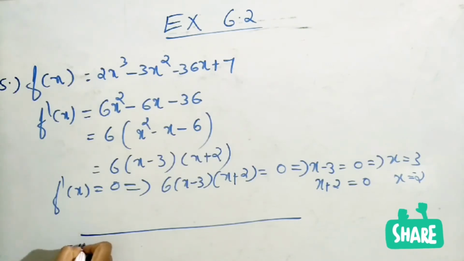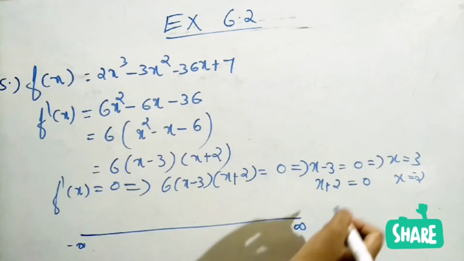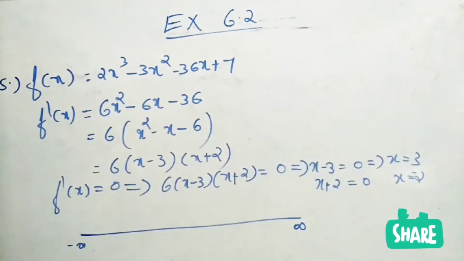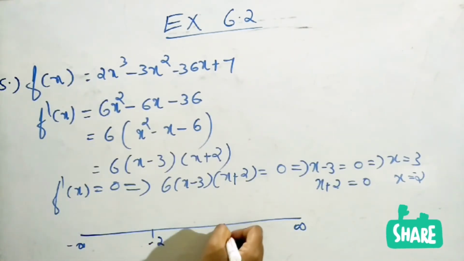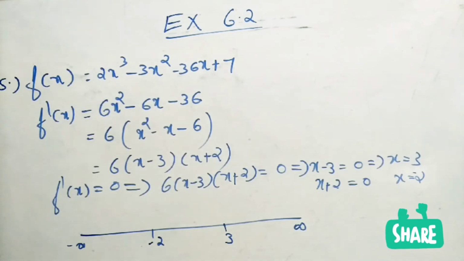Consider the real line minus infinity to infinity, and we got two values for x, that is minus 2 and 3. Suppose this is minus 2 and this is 3. Now just look at that real line. Minus infinity to minus 2, that is our first interval. Minus 2 to 3, that is our second interval. And 3 to infinity, that is our third interval.